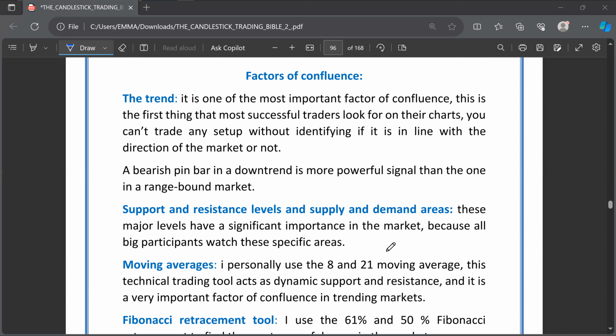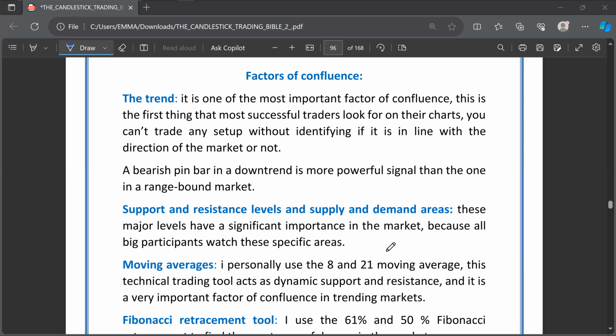The trend is one of the most important factors of confluence. This is the first thing that most successful traders look for on their charts. You can't trade any setup without identifying if it is in line with the direction of the market or not. A bearish pin bar in the downtrend is a more powerful signal than the one in a range.